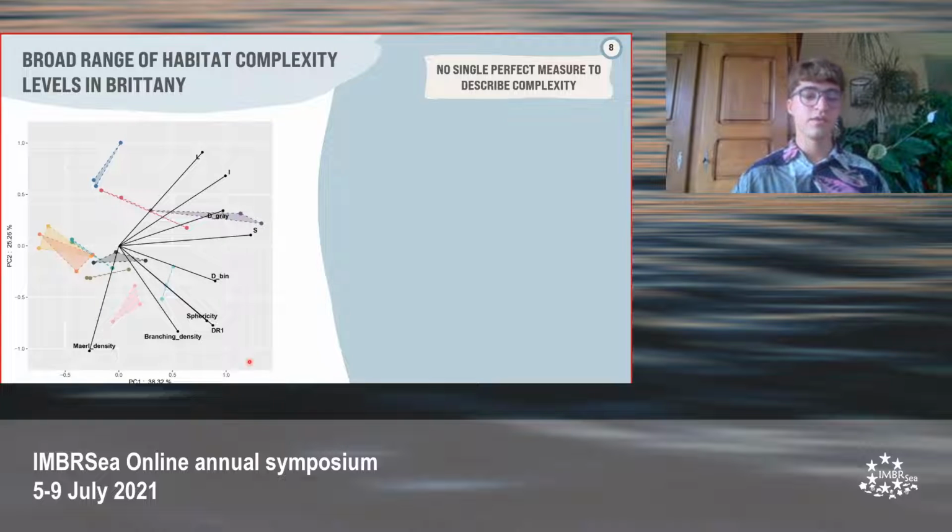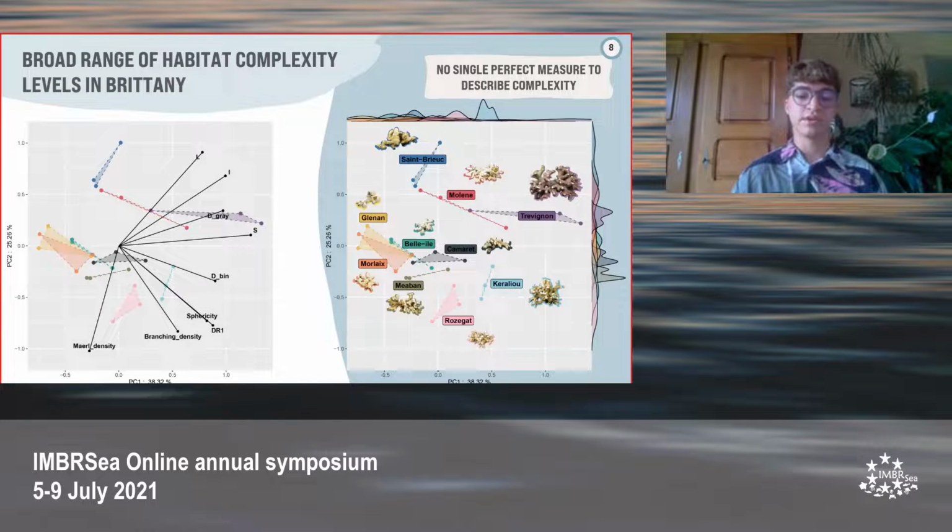The first axis was mainly driven by the smaller thallus diameter and the two fractal dimensions that we measured, while the second axis was most driven by the maerl density, the branching density, the sphericity measures, and the largest thallus diameter. The PCA also showed us that there was a broad range of habitat complexity levels among the beds in Brittany, with 4 main groups of complexity that are also supported by cluster analysis.